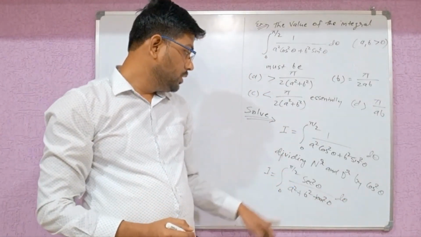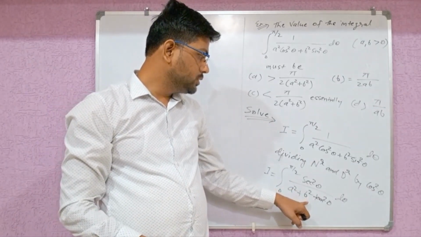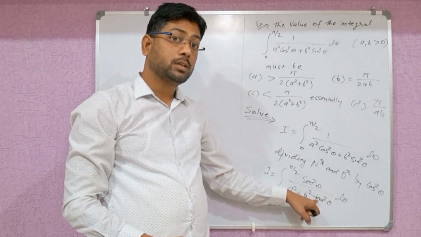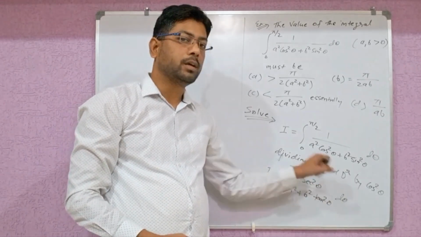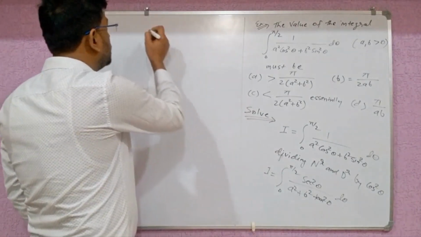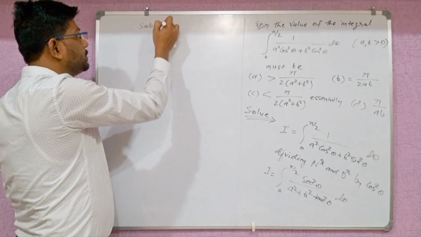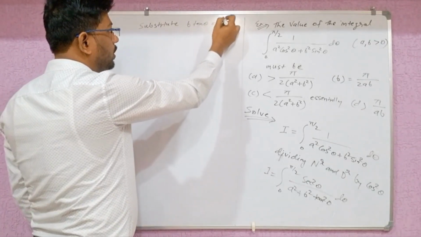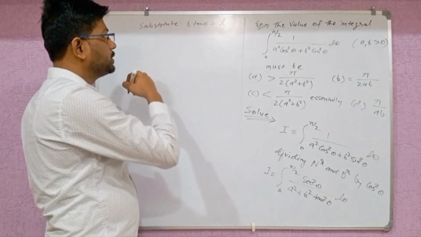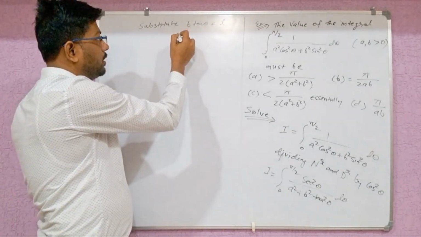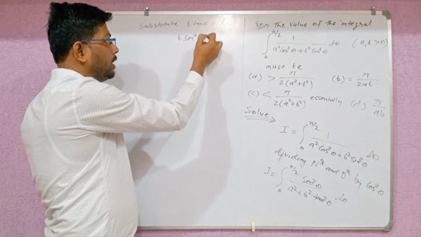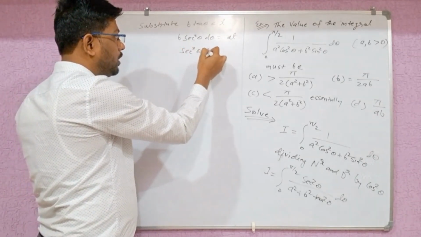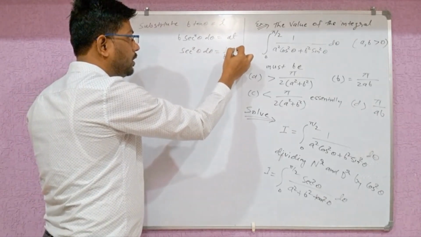Now see here, we can substitute b tan theta as t, because the differentiation of tan theta will be sec square theta, so that will be eliminated from the numerator. So substitute b tan theta is equal to t. This will give b sec square theta d theta is equal to dt. So sec square theta d theta will be 1 by b dt.